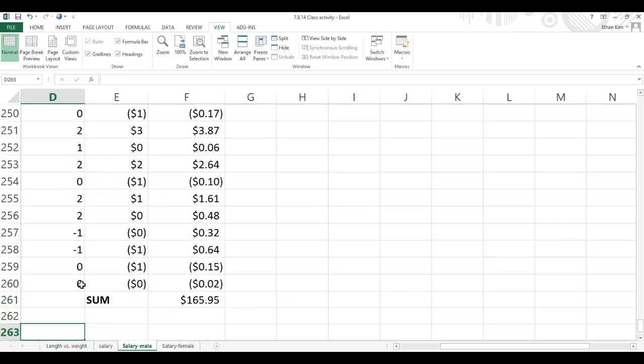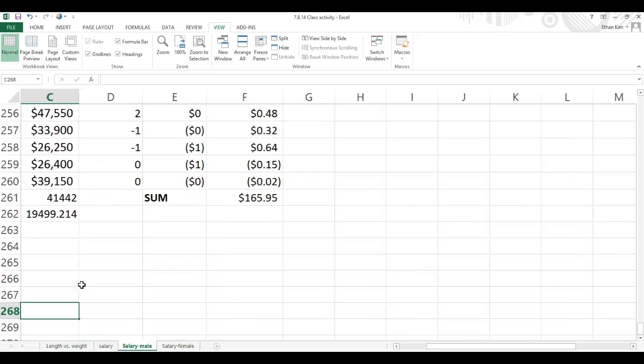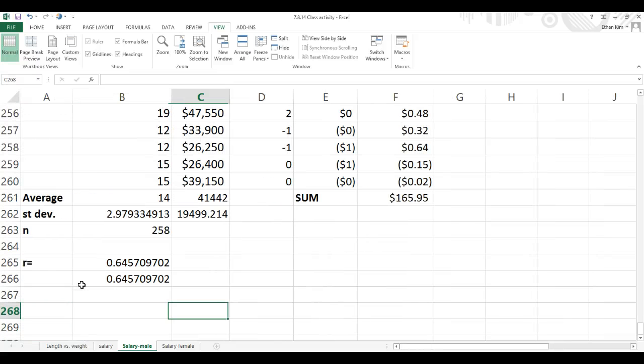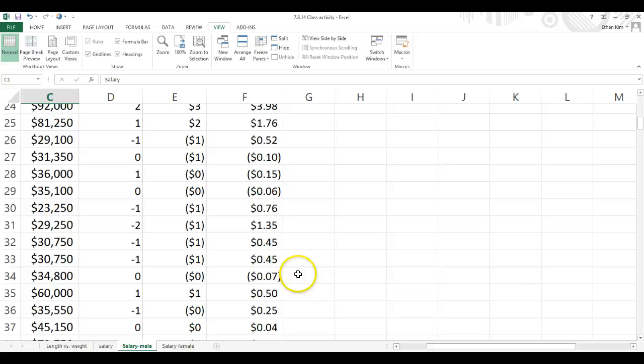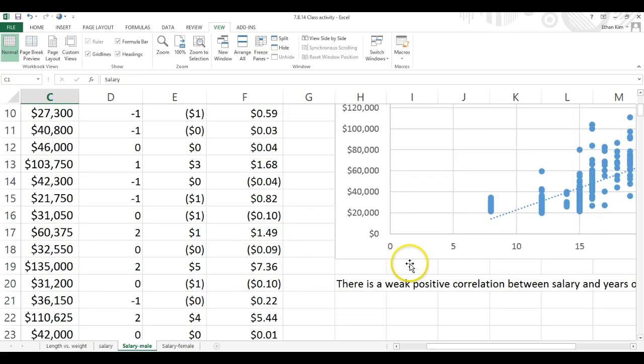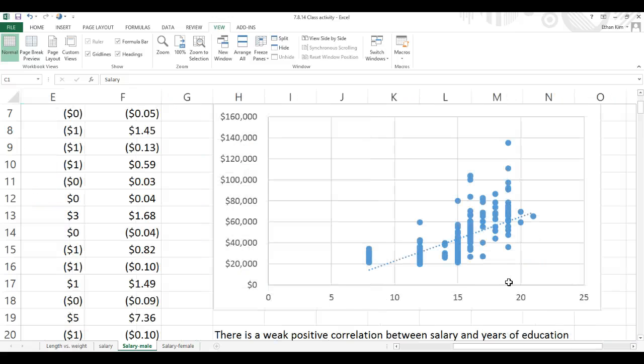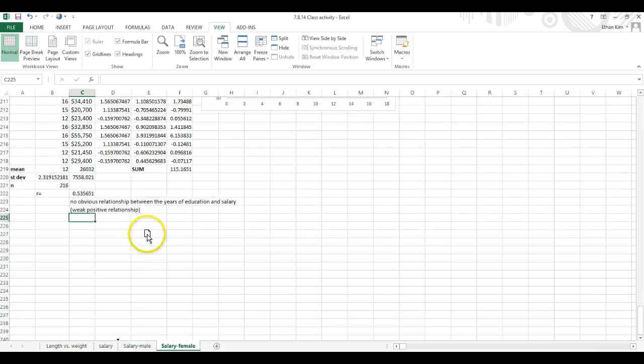All right, so R was 0.645. So it's not that strong, but there is a rough weak positive linear relationship going on here, right? So that's what we see there. There is a weak positive correlation and linear, right, which means there is a weak linear relationship between the two.